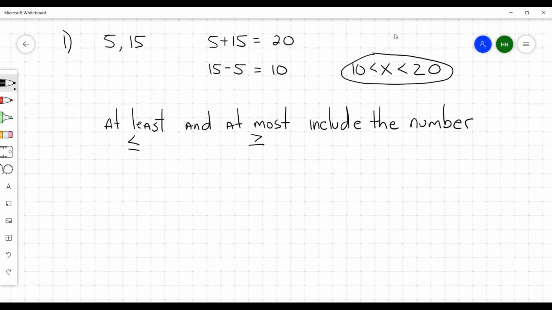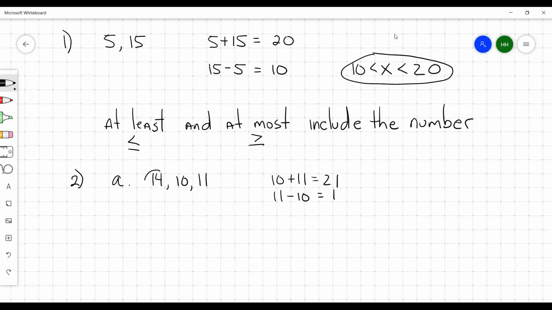Number 2. Which 3 lengths cannot be the lengths of the sides of a triangle? Answer choice A. We got 14, 10, and 11. You take the two smaller sides, and you add them and subtract them. So we take 10 plus 11, that equals 21. Then we take 11 minus 10, and that equals 1. The third side is between the 1 and the 21, so that can be a triangle. Then you try answer choice B, 23, 15, and 10.